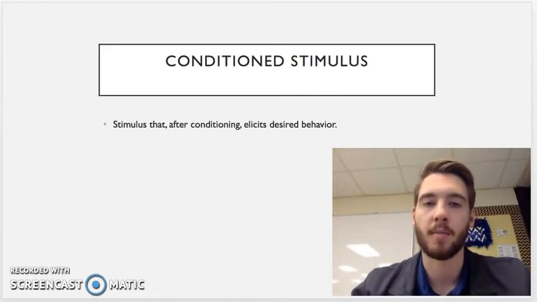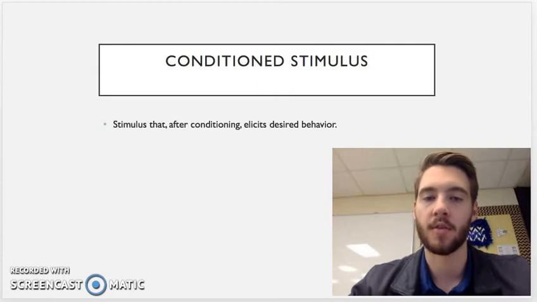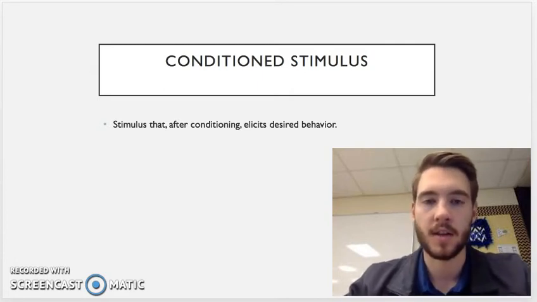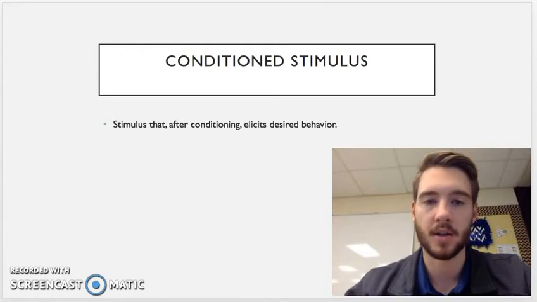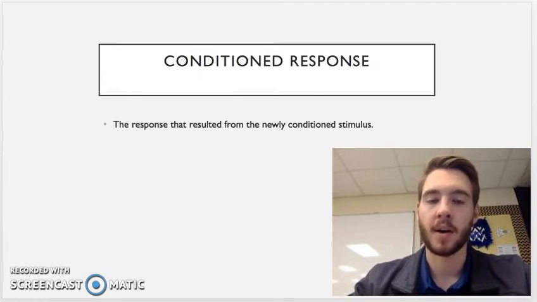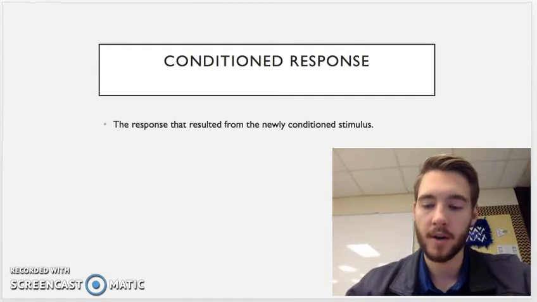So when you pair the bell with the meat, you create the conditioned stimulus that, after the whole process, elicits the desired behavior. So when it's all said and done, the bell now starts the dog to salivate, which makes it the conditioned stimulus. Conditioned response is the same response, the salivation, only that now it's the result of the newly conditioned stimulus, which would be salivation due to a bell ringing.